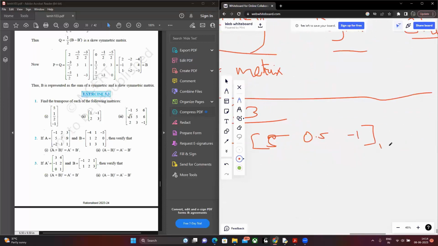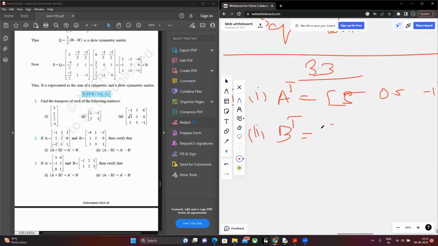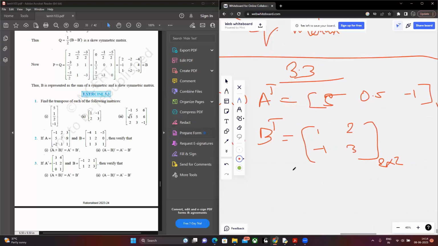All right. And this is going to have an order. Let the matrix be B. It is 1, minus 1, 2, 3. Therefore, B transpose is going to be a 2 × 2 matrix again because it's square, and even if you interchange the rows and columns, the order is going to be the same, because it's a square matrix, n is equal to n. So we have this to be 1, minus 1, and 2, 3. This is going to be the transpose of B.